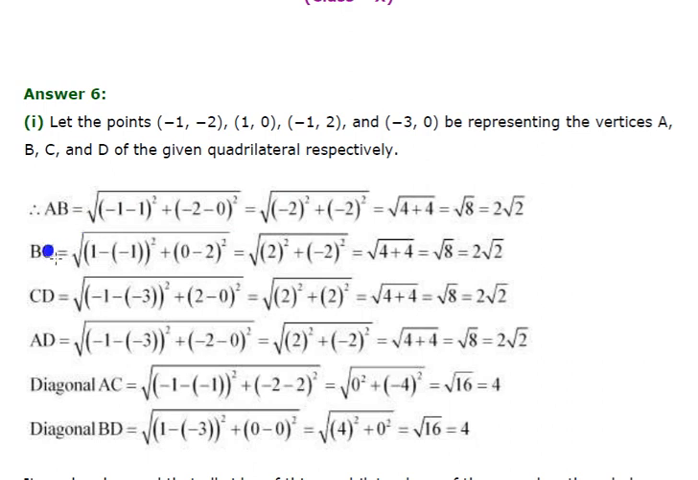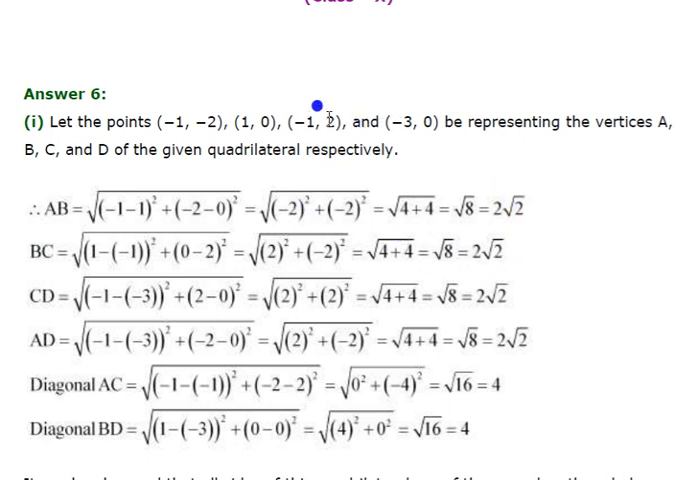Now in the same manner find BC. This is point B, (1, 0), and (-1, 2) is point C. Just put the values: 1 is x1 and 0 is y1, -1 is x2 and 2 is y2. So we get 2 root 2. See here, AB and BC are equal, that is 2 root 2 and 2 root 2.